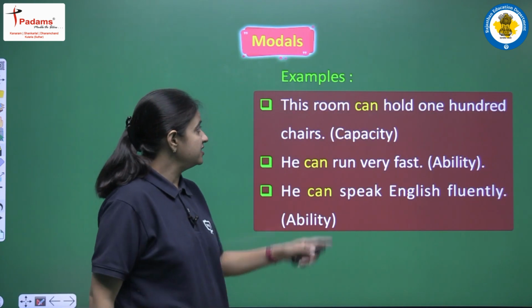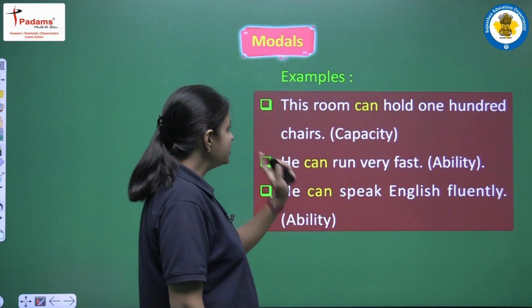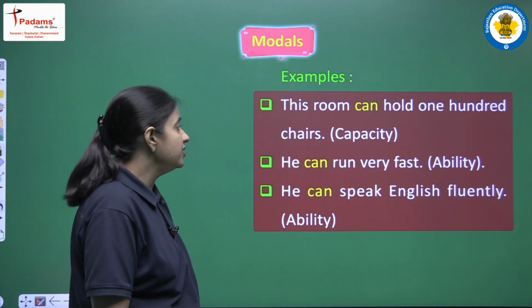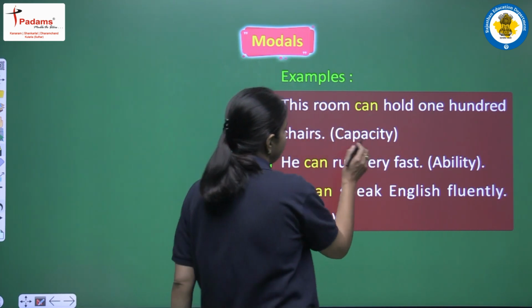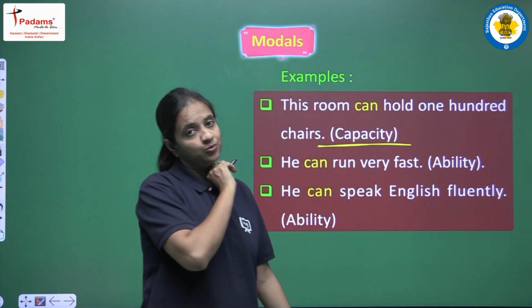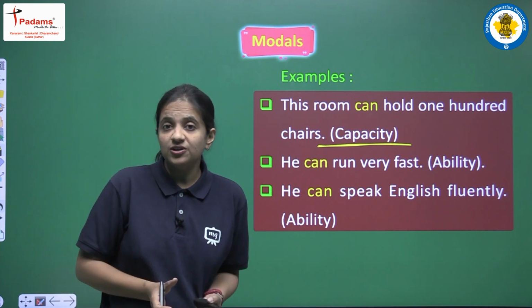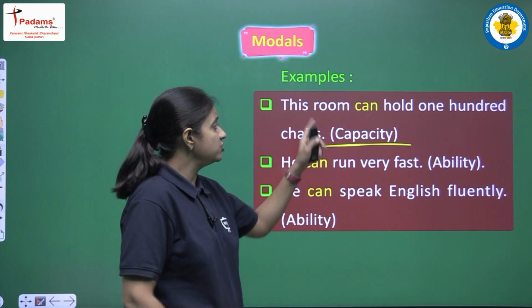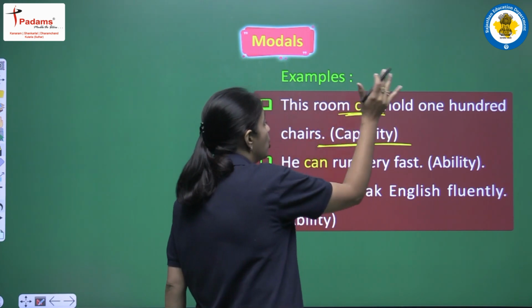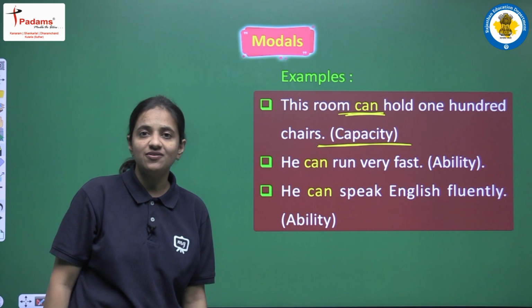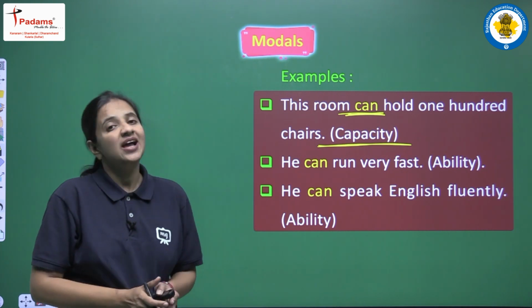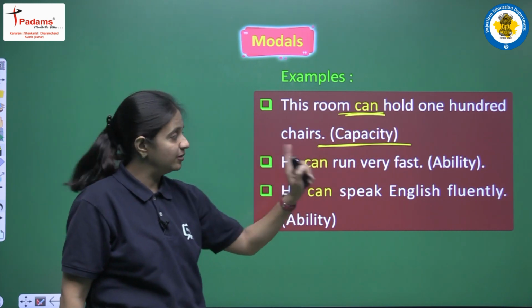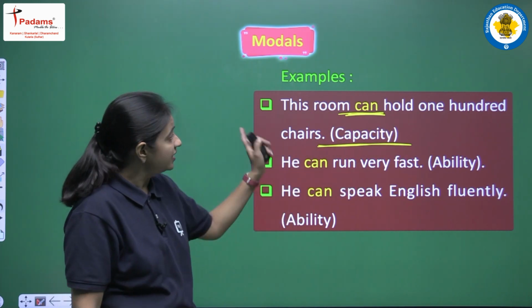So now let's see some examples of this. The first sentence that we are having here is, this room can hold 100 chairs. So actually we are showing the capacity of the room, right? We are showing the size of the room, we are showing the capacity of the room, and we are saying that this room can hold, okay, 100 chairs. So actually we are showing the capacity of the room, and this is the reason that we are using can in our sentence.